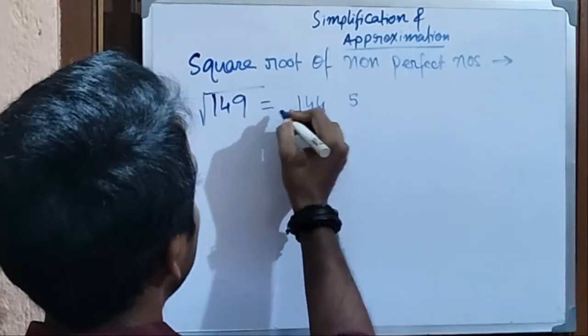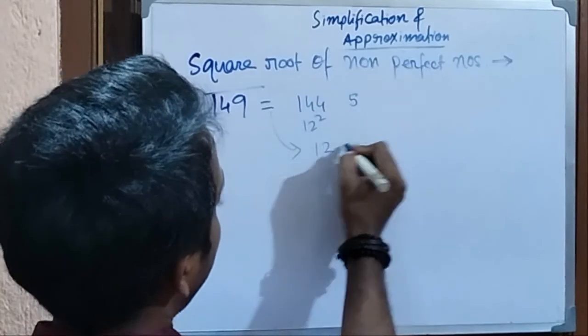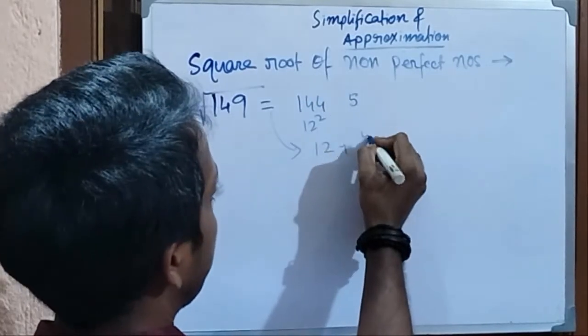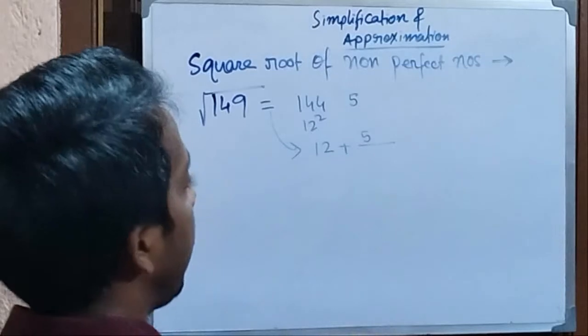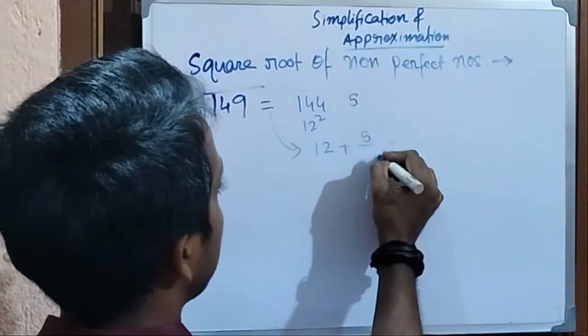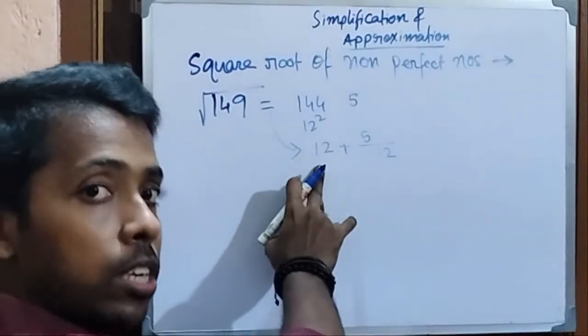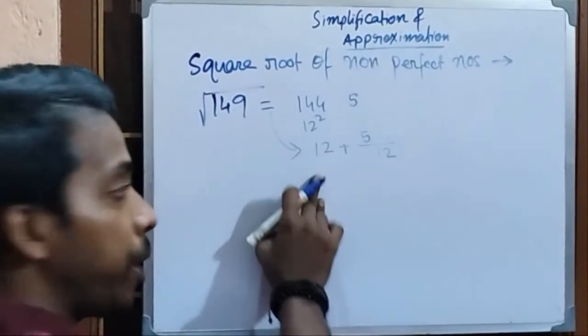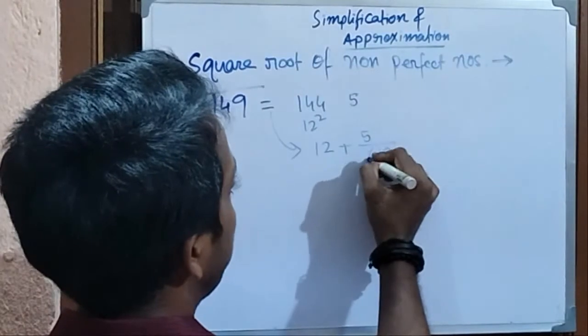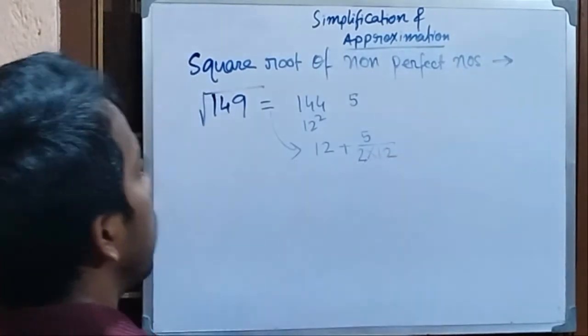So the process here is that you write 12 plus the extra part in the numerator, and in the denominator you write the particular number whose exact square you found, written in an addition form, right? And you should multiply this denominator part by 2 in case of square root.